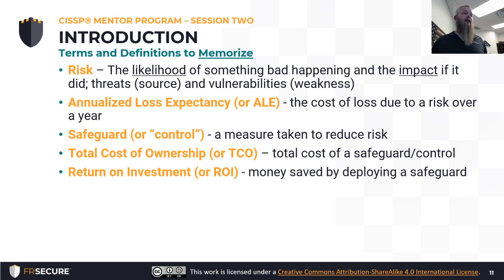Annualized loss expectancy, or ALE. This will be a calculation that you'll need to learn, and we'll go through exactly what that calculation is. But annualized loss expectancy essentially takes an asset value, you multiply that by the exposure factor, and I'm just saying this stuff now so that when you get there, it won't be as much of a surprise. But asset value times exposure factor times annual rate of occurrence, sometimes called an ARO, is what will give you annualized loss expectancy.